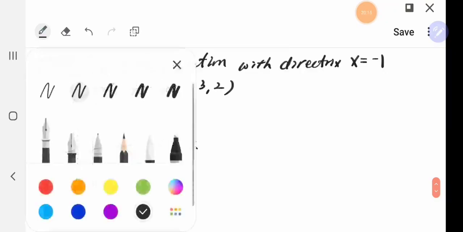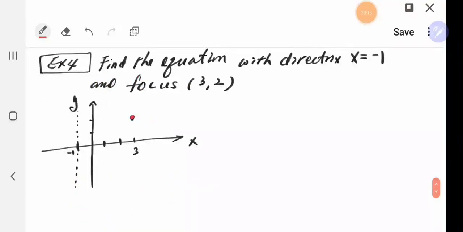Let's check on this one. This is the focus, and this one is the directrix. Then we need to find the vertex. The vertex is always between the directrix and the focus, in the middle. So it will be over here. The distance from here to here is 1, 2, 3, 4, isn't it? 3 minus negative 1, so the distance is 4.